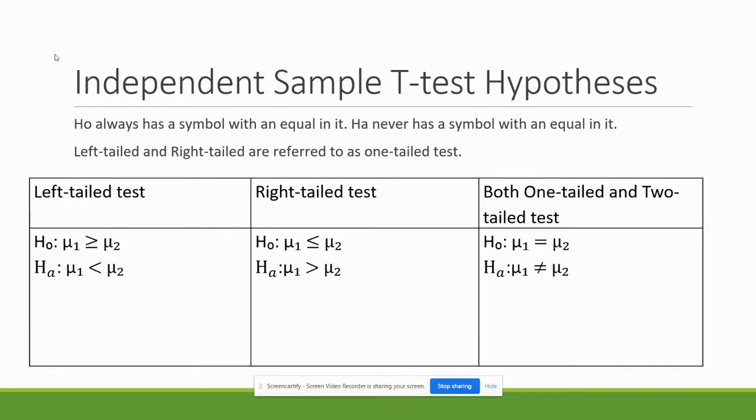So this table right here is only for the independent sample t-test hypotheses. So let me talk about these. I'm going to cut the video, then I'm going to do some examples for independent sample t-test, and then I'll show you the ones for dependent. Again, this is only for independent sample t-test hypothesis.